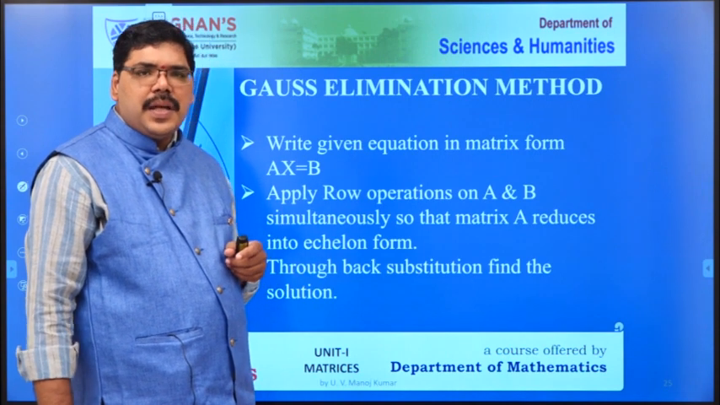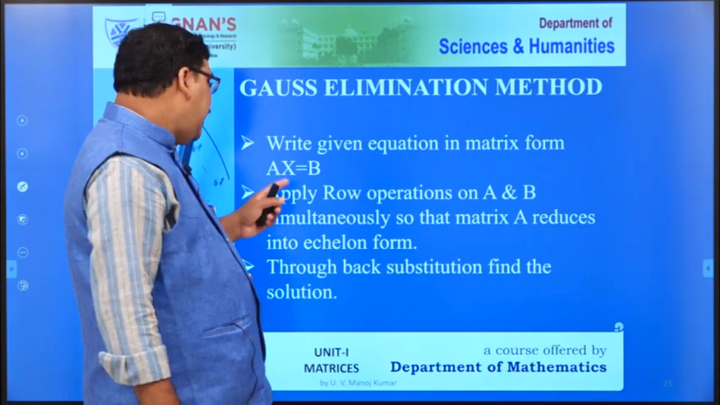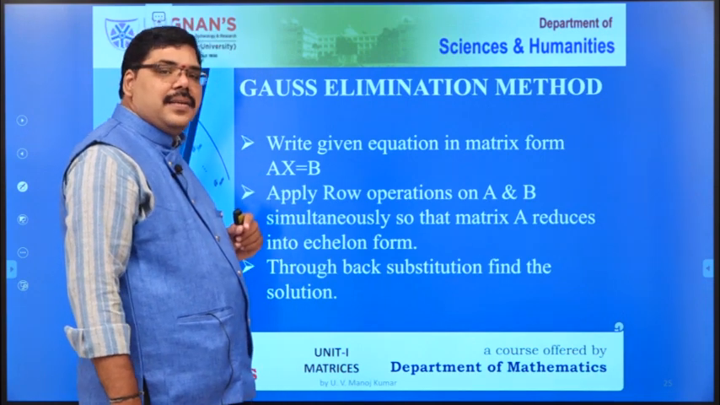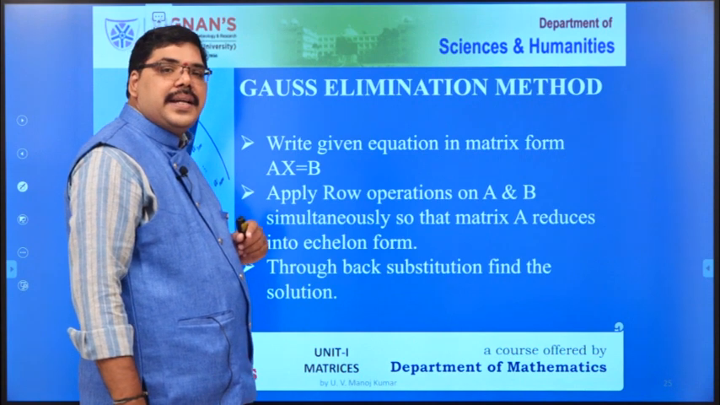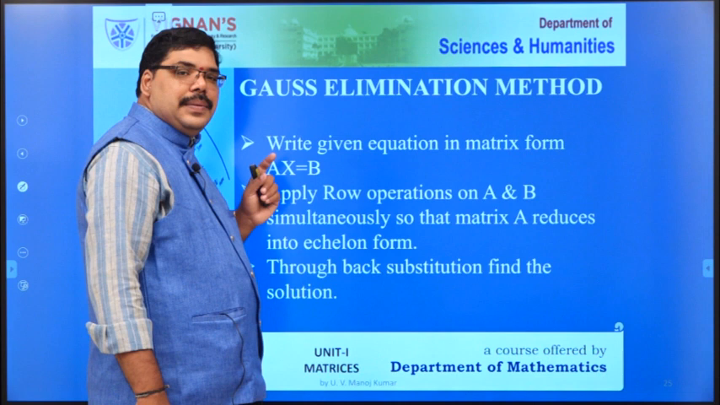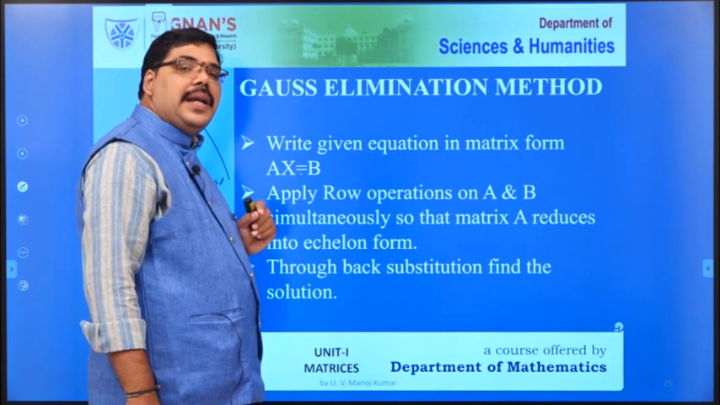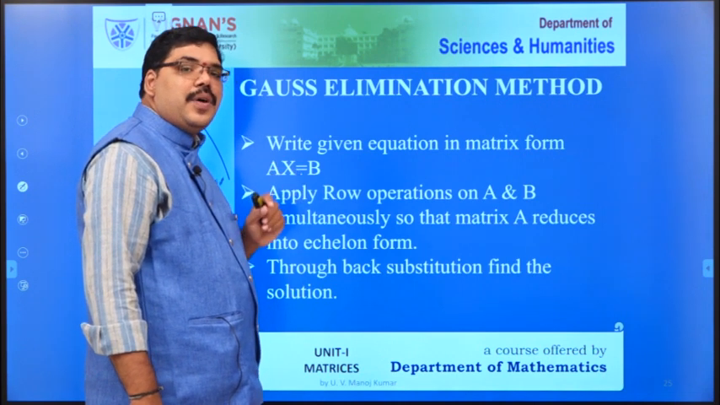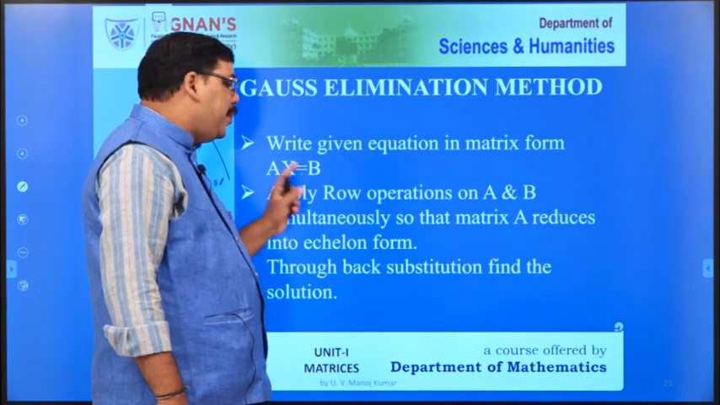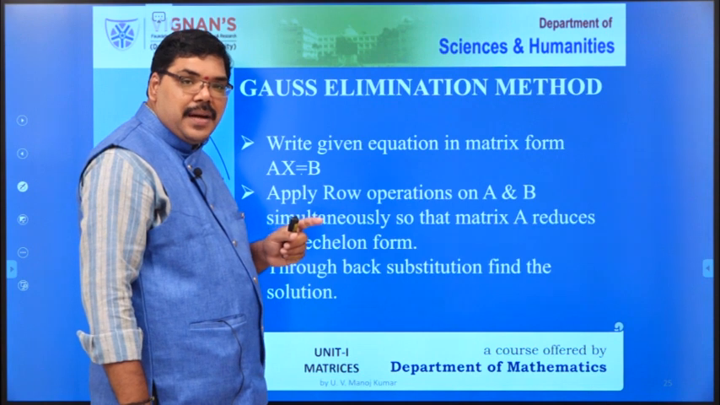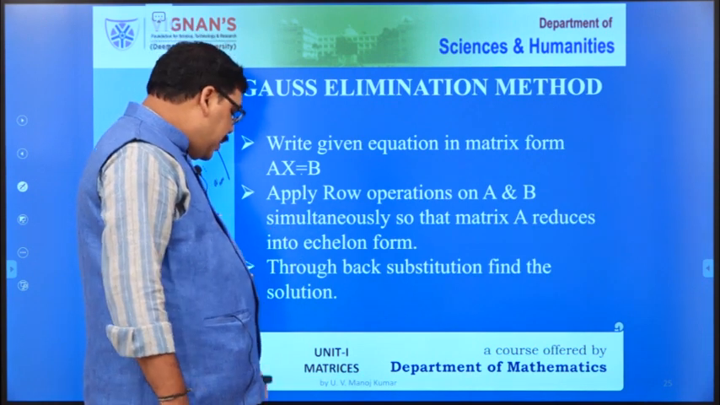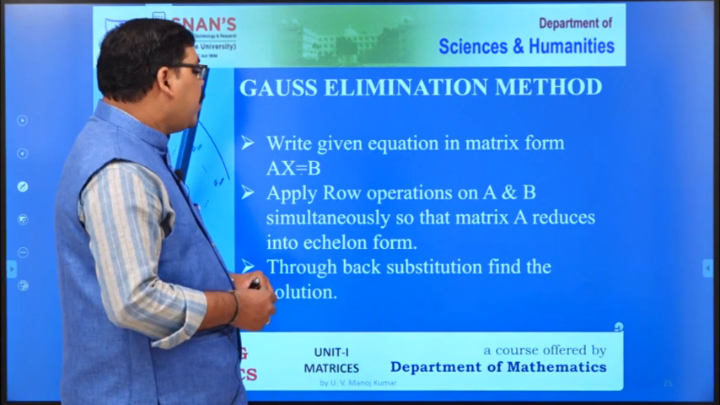Why are you applying row operations on B also? See, this is an equation. A is on the left hand side, B is on the right hand side. If you are changing the left hand side, in order to maintain the equality, the same change you have to apply on the right hand side. So apply row operations on both A and B. Your aim is to reduce A into echelon form. Then by back substitution, you can find the solution.